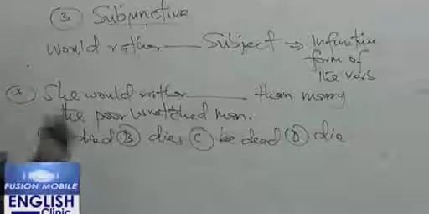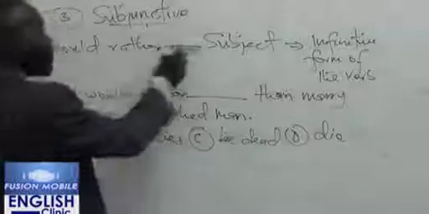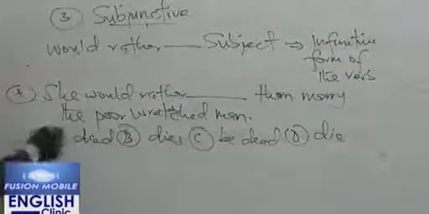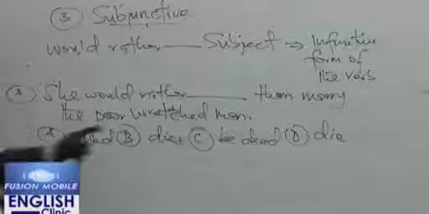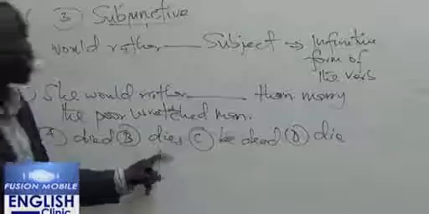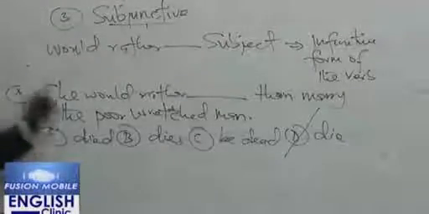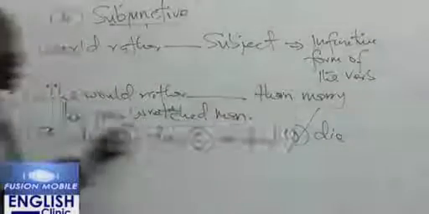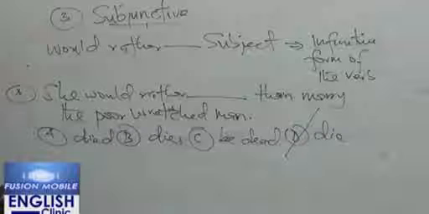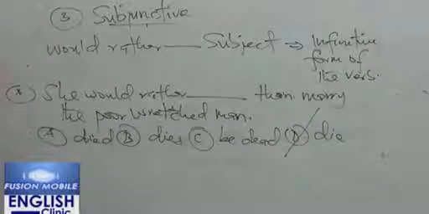Now, like I told us, whenever we have would rather and we don't have a subject, then the infinitive form of the verb is used. So in this case, past tense will be wrong. The present tense here will be wrong. What do we need here? We need the infinitive form of the verb, which is die. So the sentence will read, she would rather die than marry the poor, wretched man.